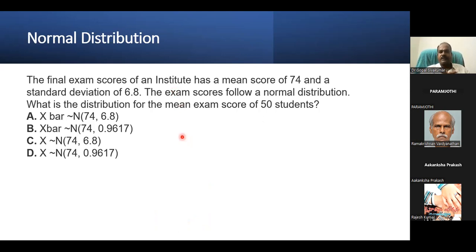And now go through the question and try to understand, try to answer. The final exam score of an institute has a mean score of 74 and a standard deviation of 6.8. The exam score follows a normal distribution. What is the distribution for the mean exam score of 50 students? So do you understand the question?